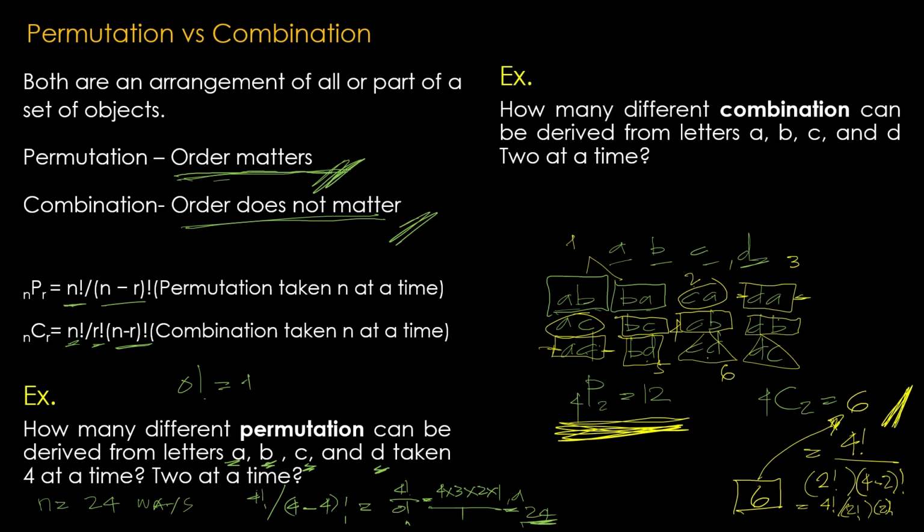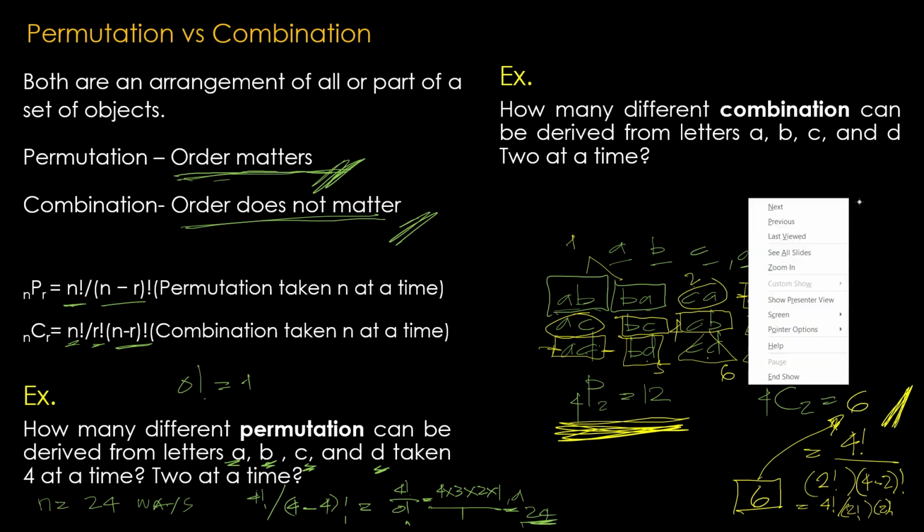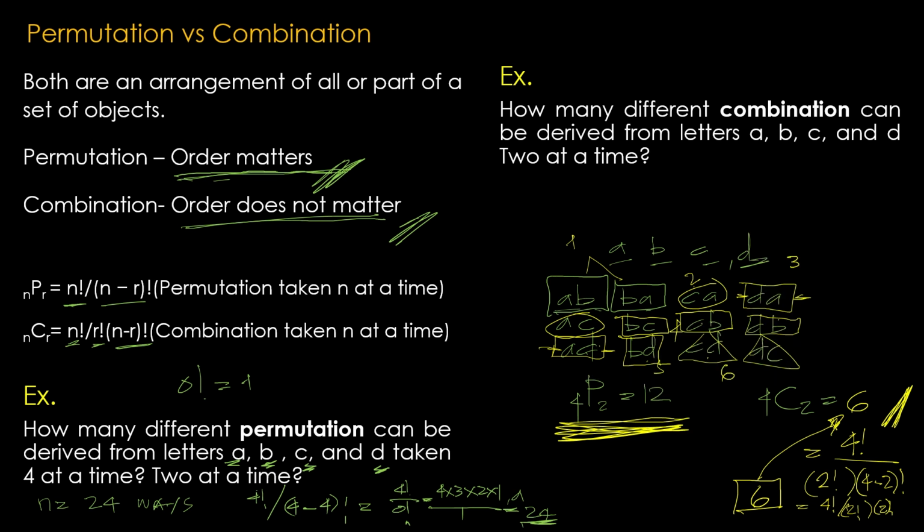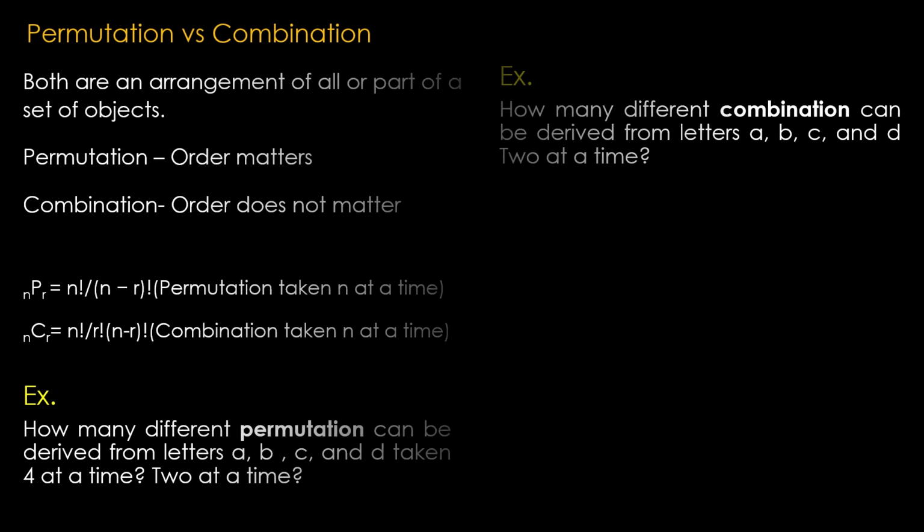So, let's try to answer this one. How many different combinations can be derived from letters A, B, C, and D taken 2 at a time? Here is the answer already. It's already answered. And that is 6. Okay? There's already an answer. Okay, next.